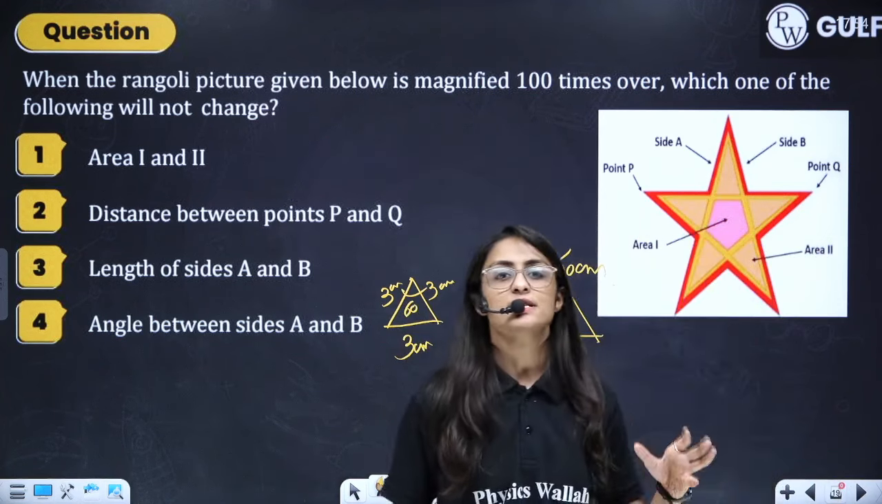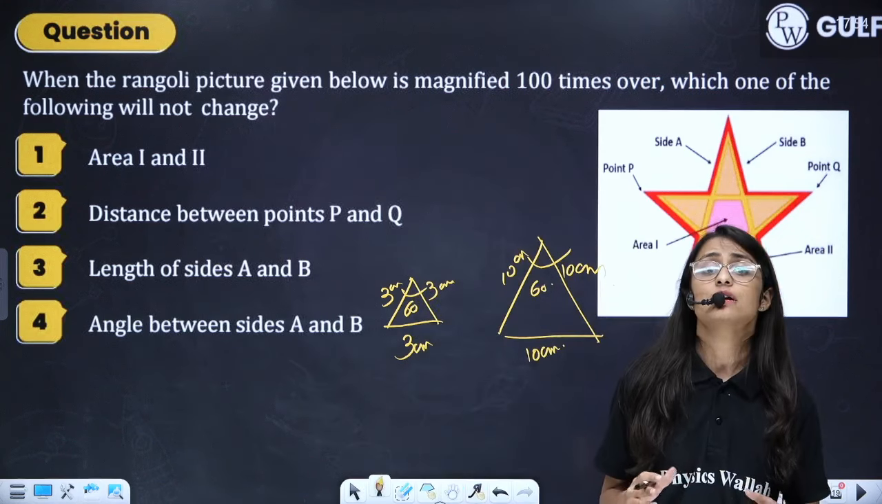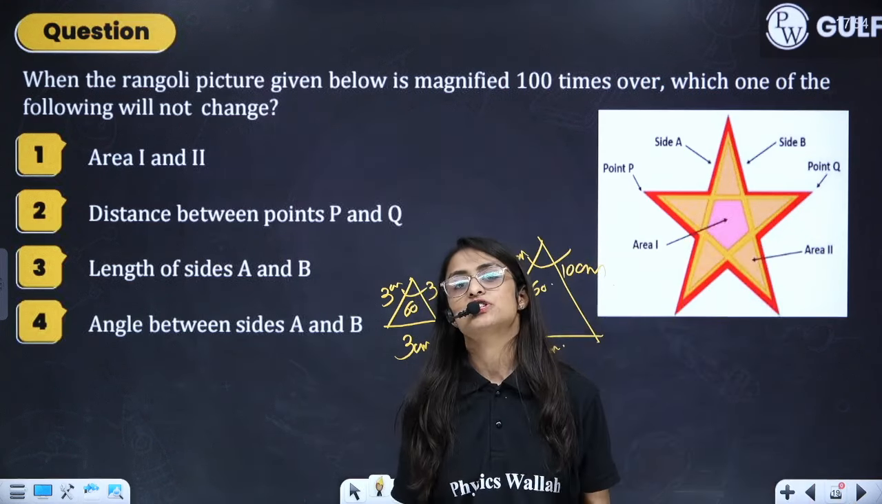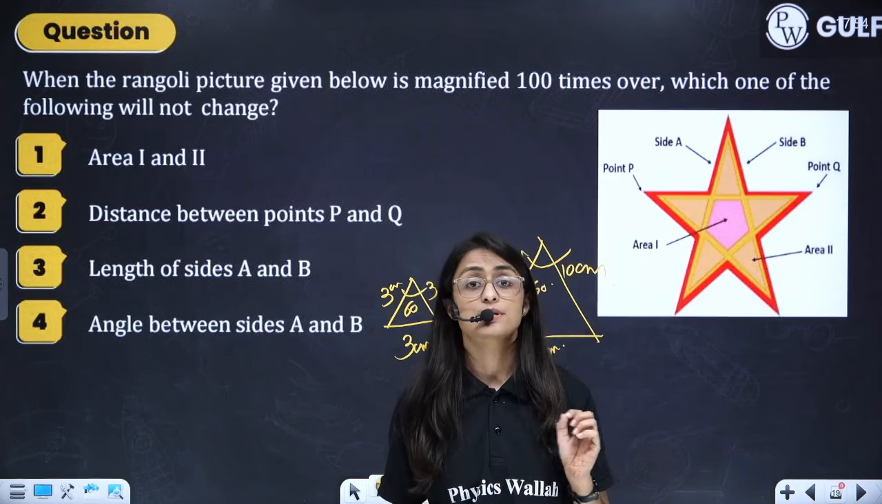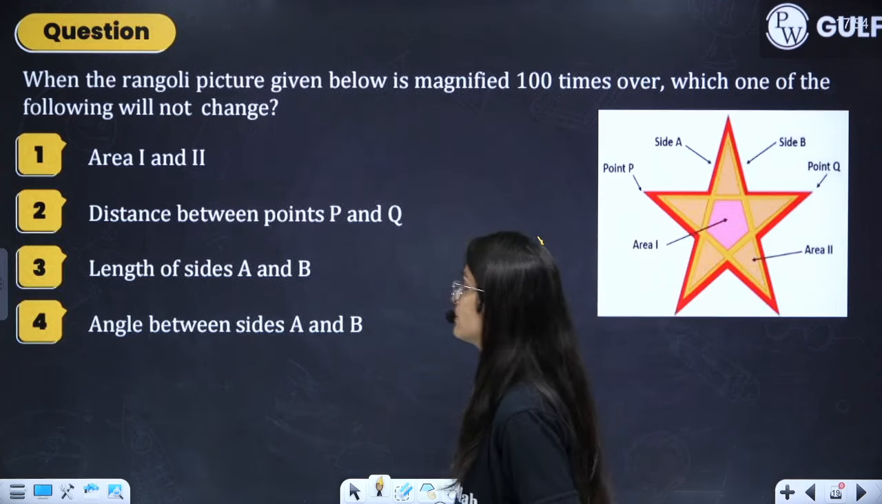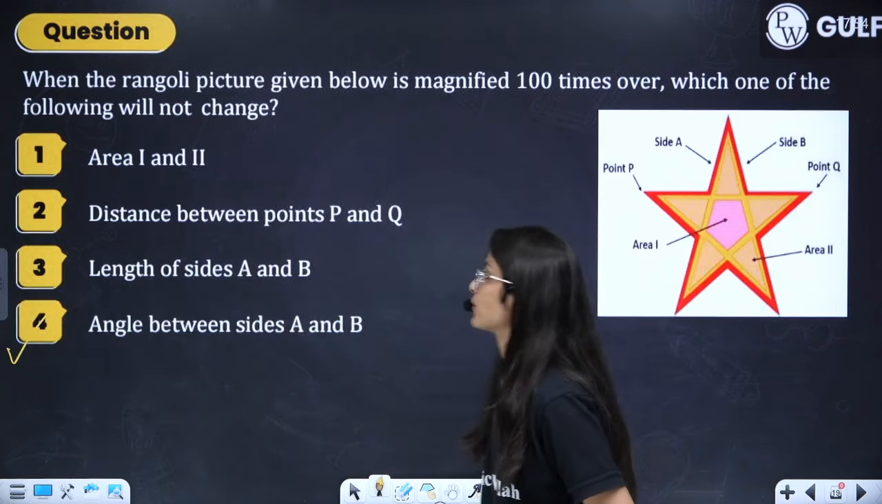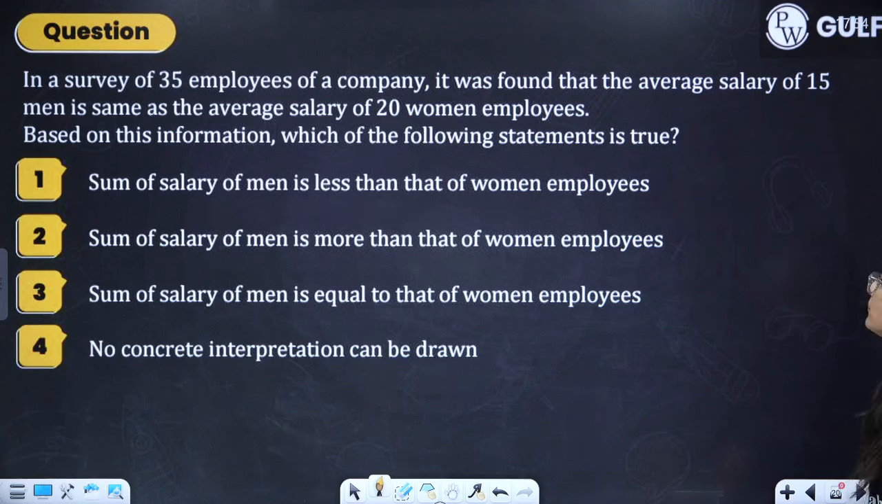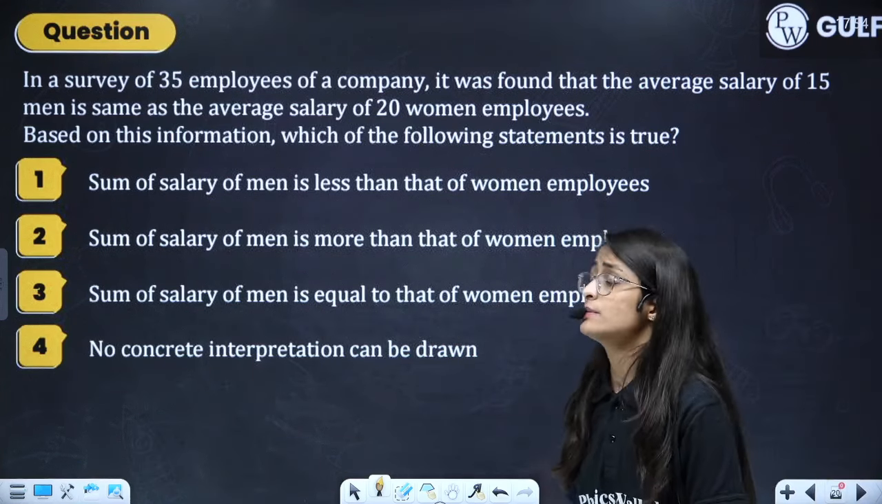This is not true just for the equilateral triangle. For each and every figure, when the figures are similar to each other, the angles are 100% equal, right? So here we will be going with option 4. Moving on to the next question.